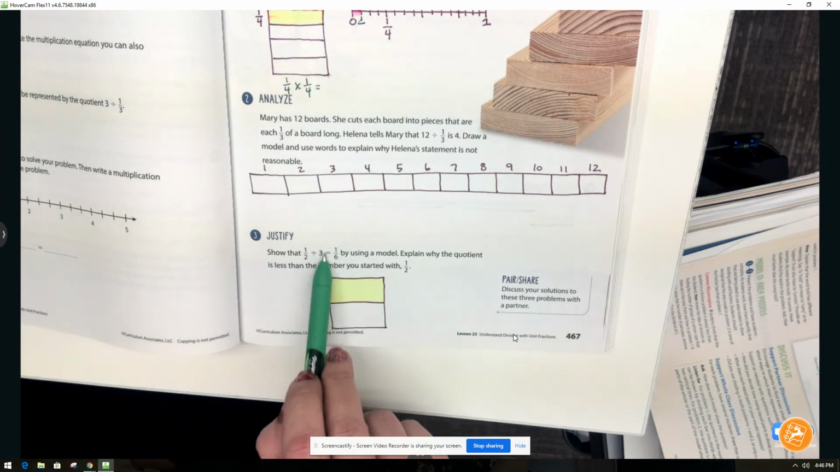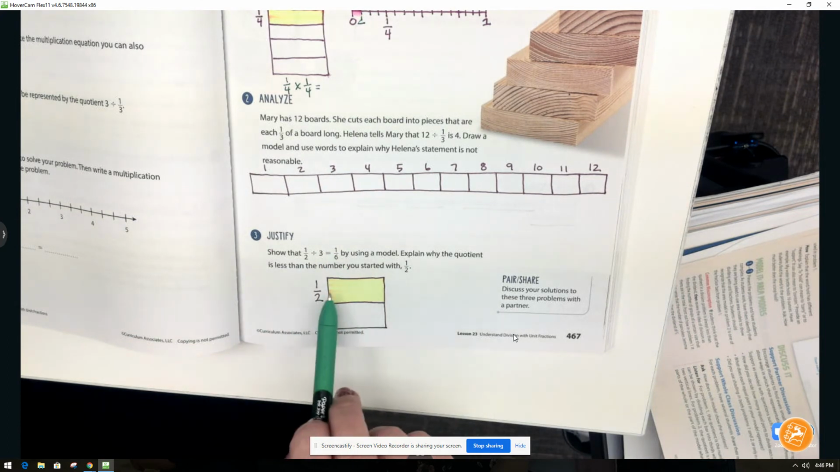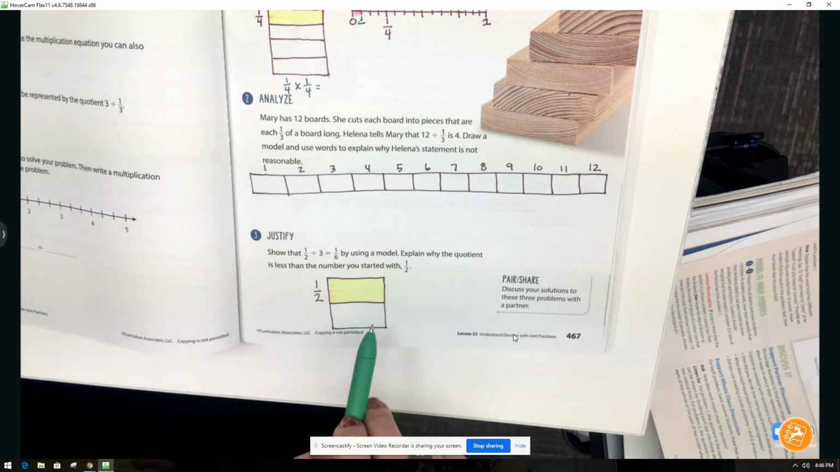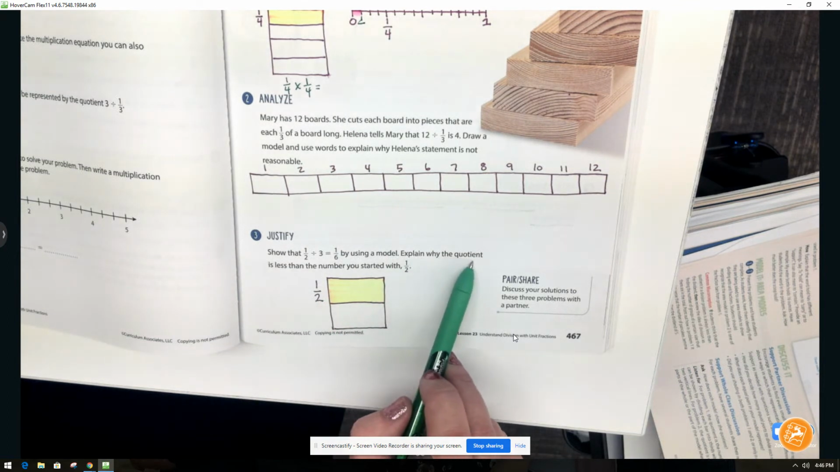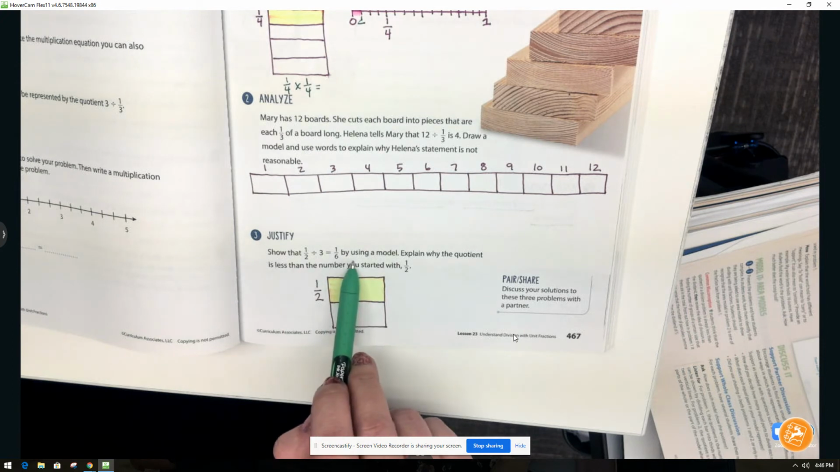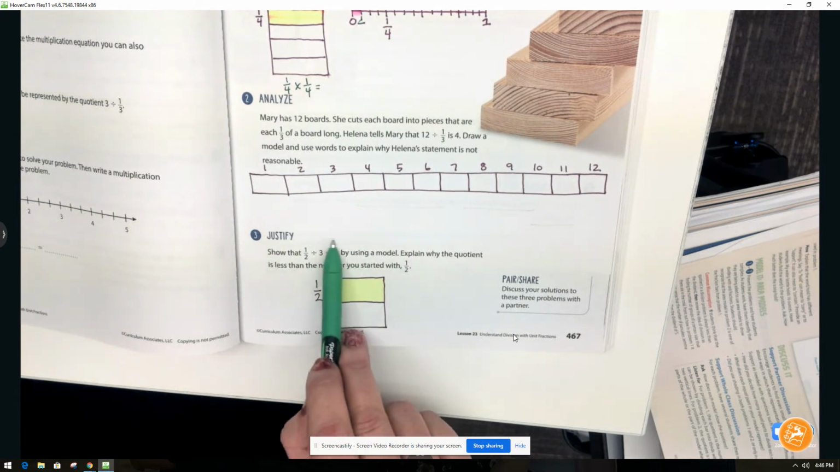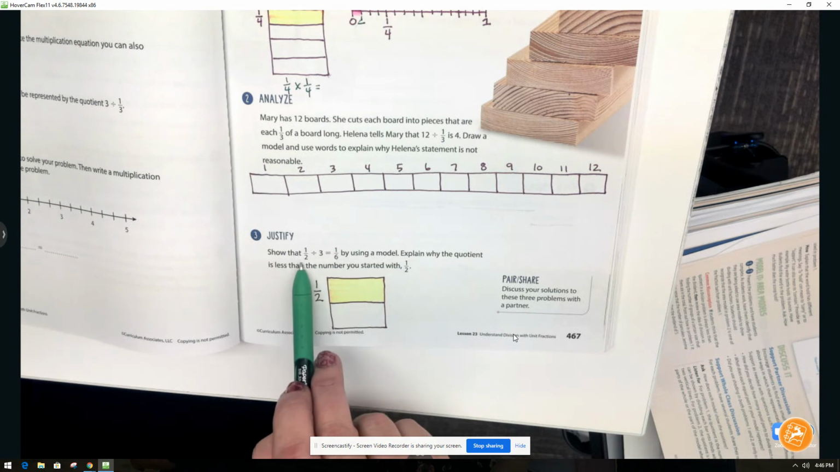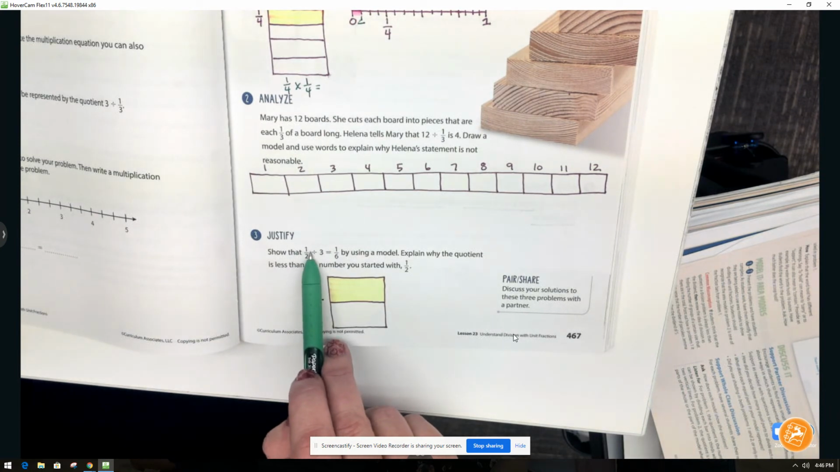And we know that the answer is going to be 1/6. So make sure that you only have one section shaded in. Then tell me why you know that the quotient, or the answer, why do you know, even if you didn't do the problem, why do you know that this fraction here is less than this fraction here?